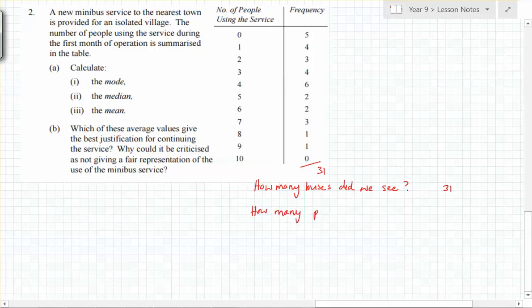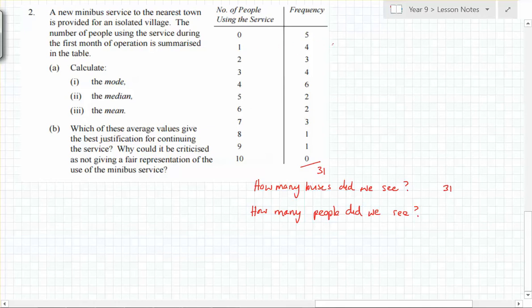How many people did we see? 53. 53. Why would you say that? Well, because you can't count the total of just people using the service. So you just did 1, add 2, add 3, add 4, add 5. Yeah. But didn't we have 4 lots of 1 people?